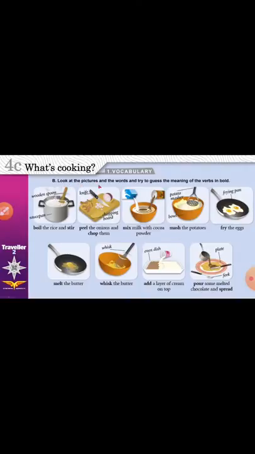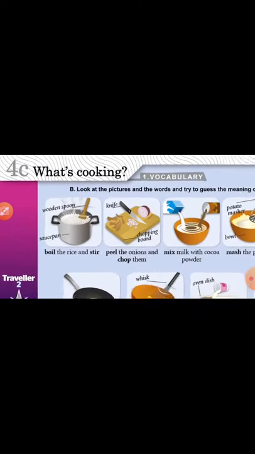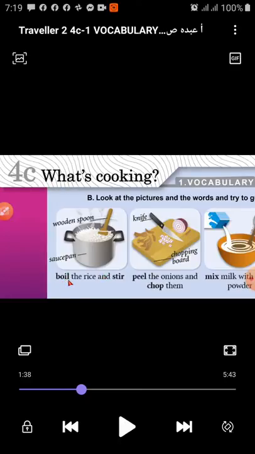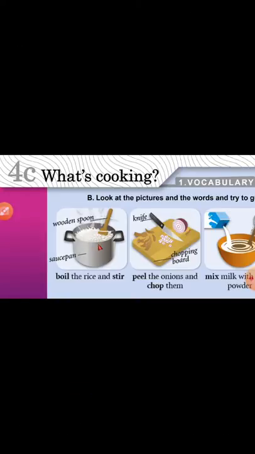B. Look at the pictures and the words and try to guess the meaning of the verbs in bold. Boil the rice and stir. Repeat after me. Boil, boil. Stir, stir. When you boil the rice, you put it in hot water and you see bubbles coming out of the water. Stir means you keep moving the rice using a wooden spoon.